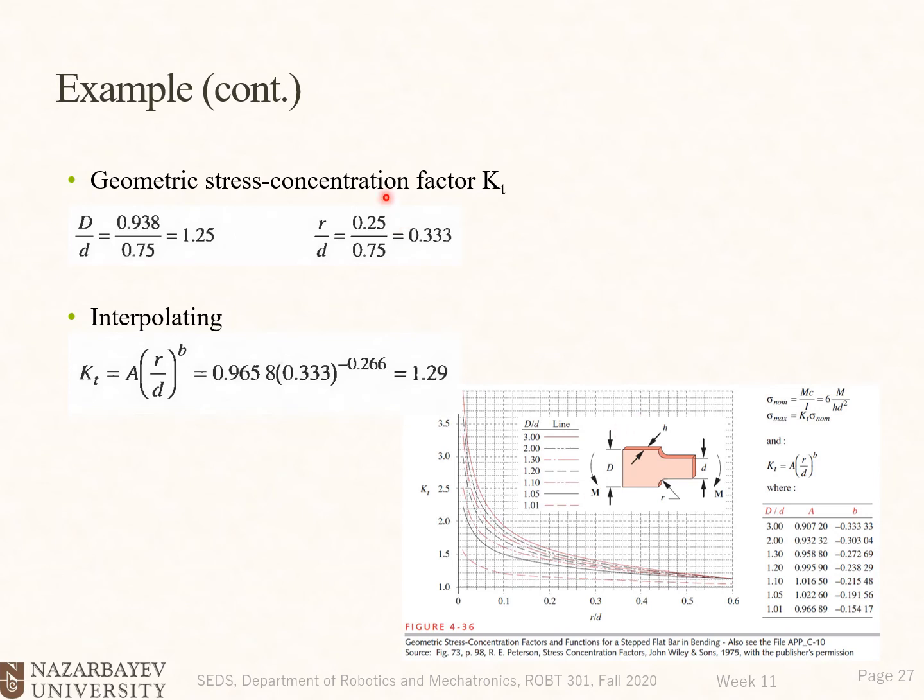Now we need to find the Kf. First, find the geometric stress concentration factor Kt based on the appendices in these graphs. So the D over d ratio and r over d ratio, and we can interpolate to find the A and B constants. Once you have the A and B constants by interpolation, then you can calculate Kt, or you could also approximate it from the graph, and you should end up with a similar number. So this is Kt.